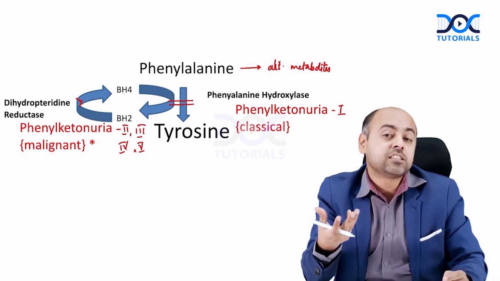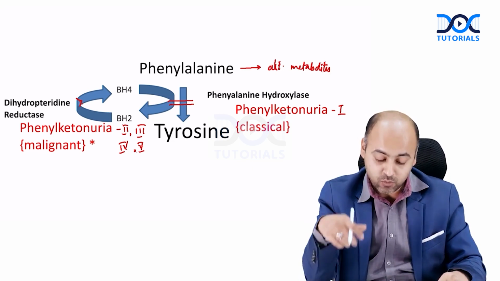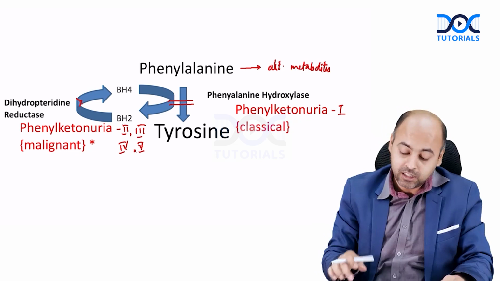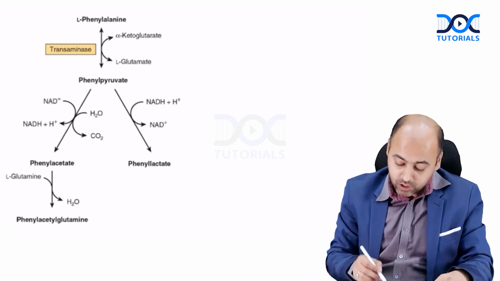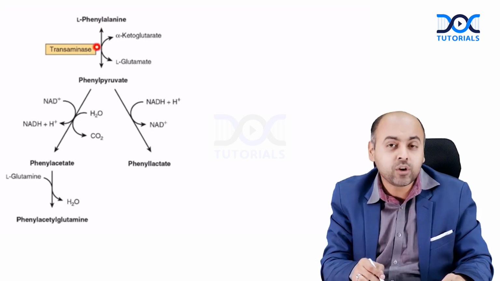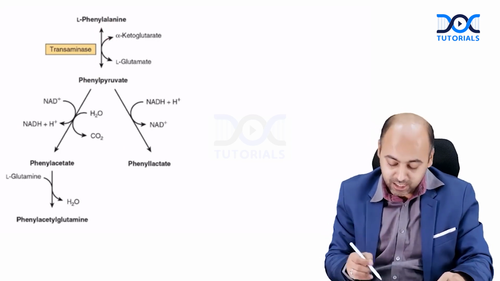These alternate metabolites are neurotoxic. They are going to cause the neuronal damage. So let us see what is the alternate metabolism which is occurring for the phenylalanine. So as you can see, phenylalanine, if it accumulates, can undergo transamination. By transamination, phenylalanine gets converted to the phenyl pyruvate.